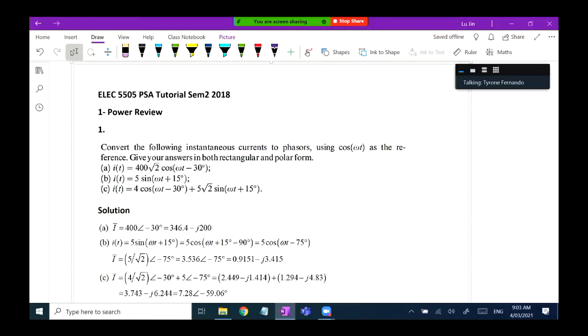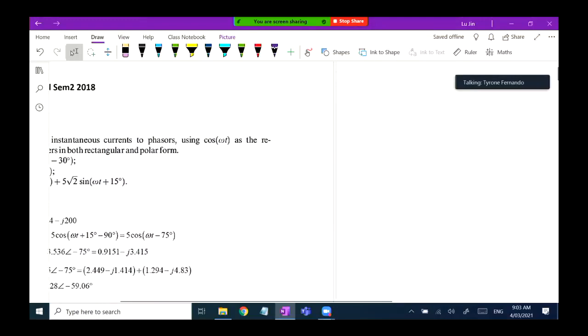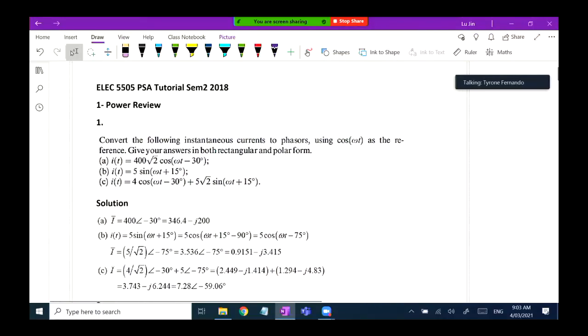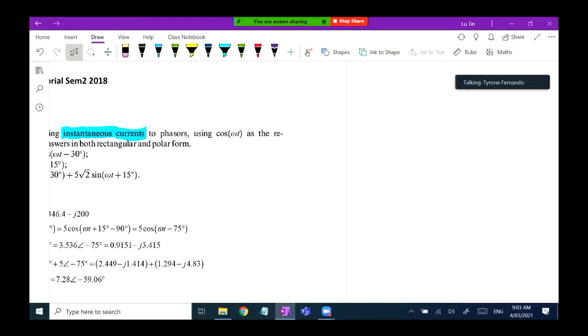For this question, in the solution, you have already seen how we derived the final answer. But in our session, we want to review the knowledge points to help you know how to do these questions. So the first part is, what is the instantaneous current? Instantaneous current means the current is a function of time t. Normally, we write down this instantaneous current as i(t).